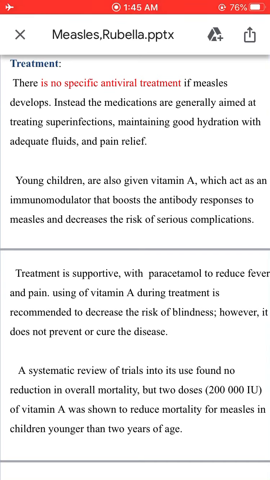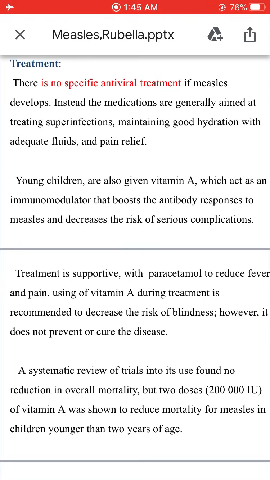Treatment. There is no specific antiviral treatment if measles develops. Instead, the medication is generally aimed at treating superinfection, maintaining good hydration with oral fluids, and pain relief. Young children are also given vitamin A, which acts as an immunomodulator that boosts the immunity against this virus and decreases the risk of serious complications. Treatment is supportive with paracetamol to reduce fever and pain.